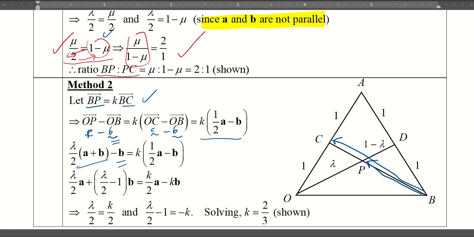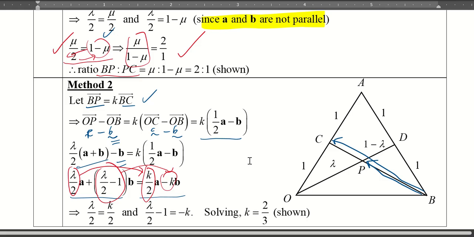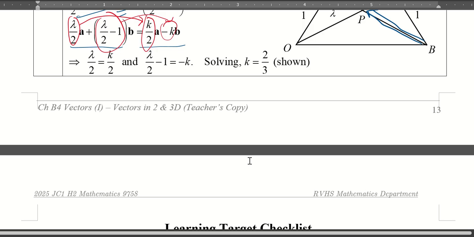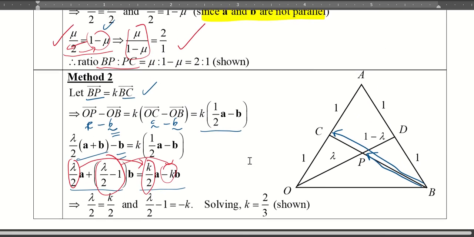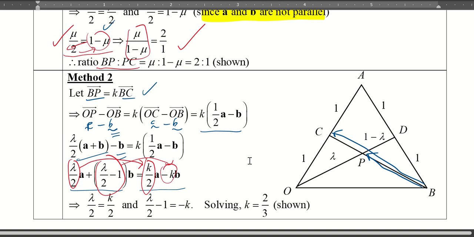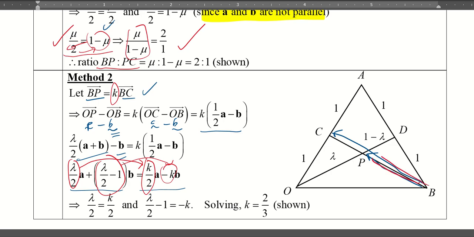And you can rearrange to have two vectors, one on each side of the equation, and also do this comparison. The coefficient of A must equal that on the other side of the equation, and the coefficient of vector OB equals this negative k. So also forming two simultaneous equations to solve for k and lambda. Then you can get the same conclusion. What is k to begin with? k is the ratio BP to BC. So if the ratio is 2:3, then this must be 2:1. So we'll get the same answer. Therefore the answer will be 2:1.